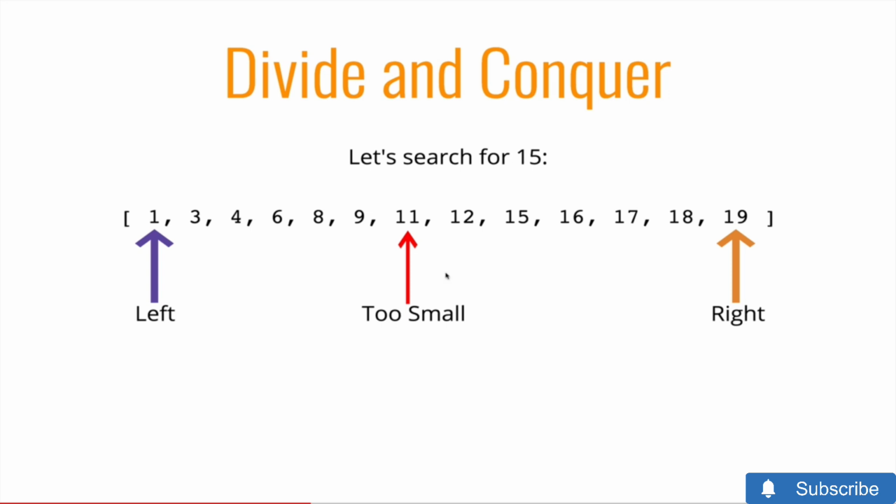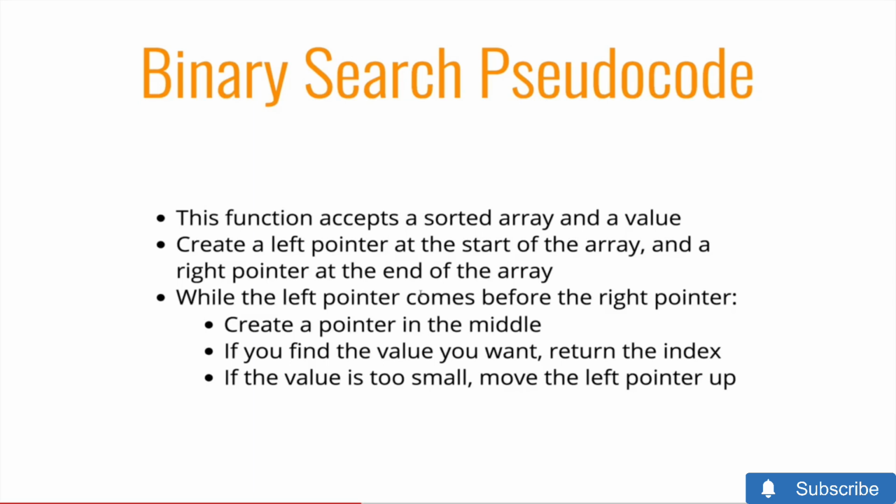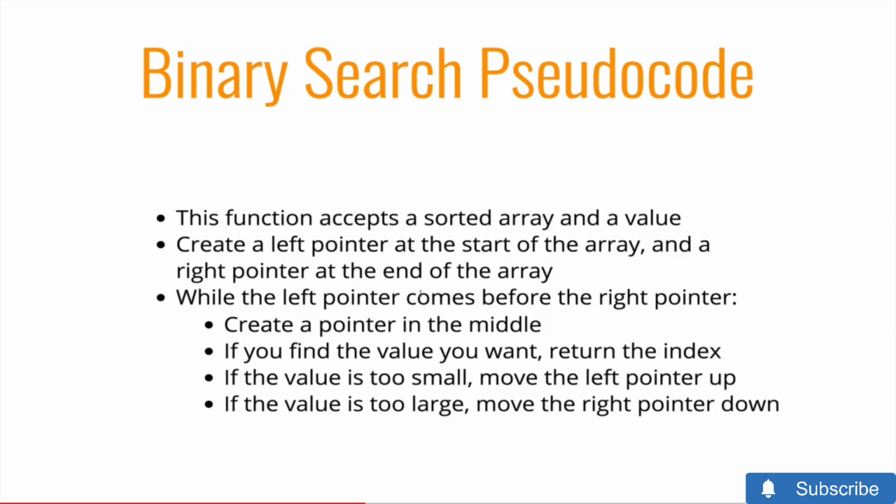And then you're basically going to loop, and you're going to check, first of all, is the element equal to the middle? Is the middle what we're looking for? If it is, then just return, we're done. So if you find that value, return the index. If the value is too small, then you're going to move the left pointer up. And if the value is too large, you move the right pointer down. And then finally, at the end, if you never find the value, just return -1.